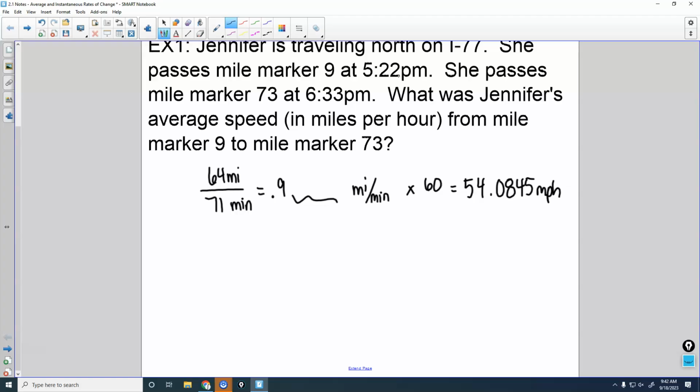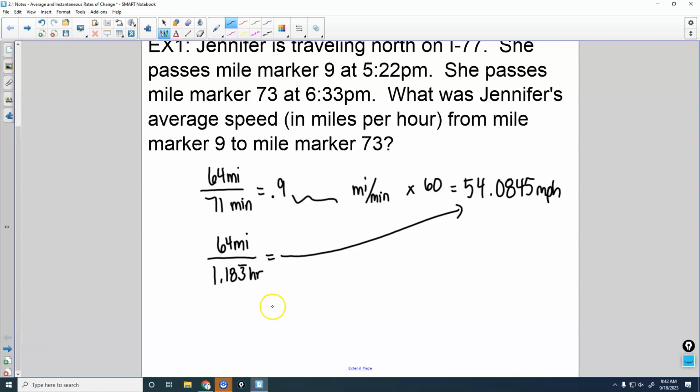Another thing you could do, if you got 71 minutes, if you do 71 divided by 60, that is going to give you 1.183 repeating hours. Now you just divide and you'll get this number right here.